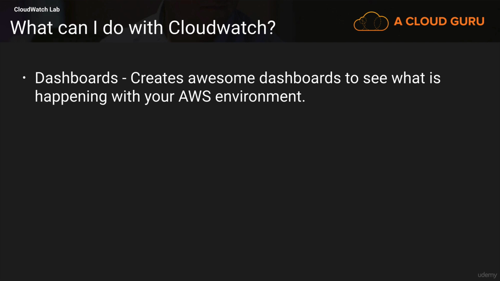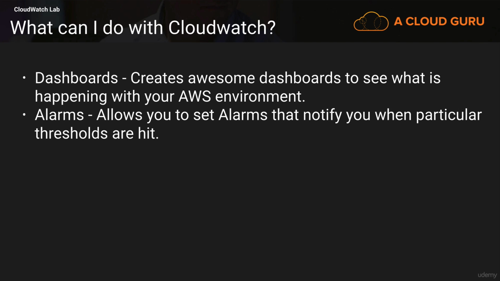So what can you do with CloudWatch? Well, you get your dashboards, so you can create those awesome dashboards with all the different widgets and see what's happening in your AWS environment. You can create alarms, so these alarms can notify you when particular thresholds are hit. You can also use those alarms for auto scaling events.